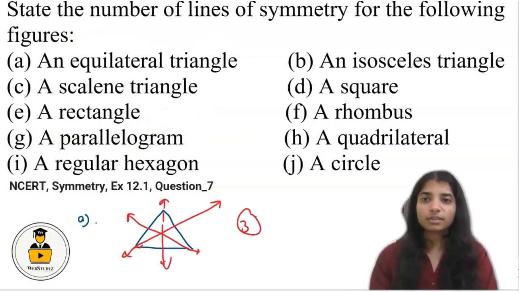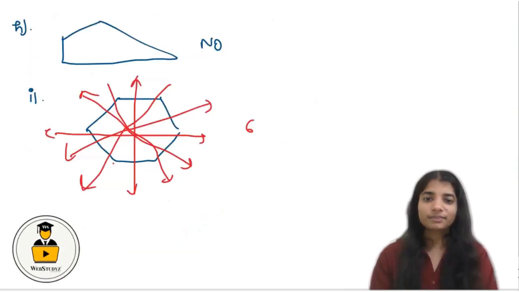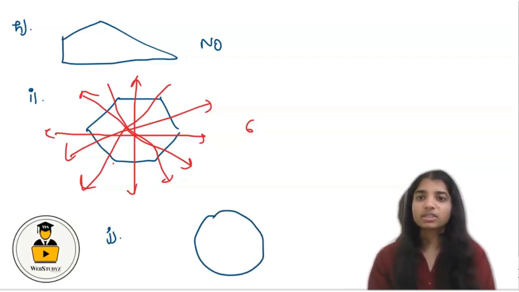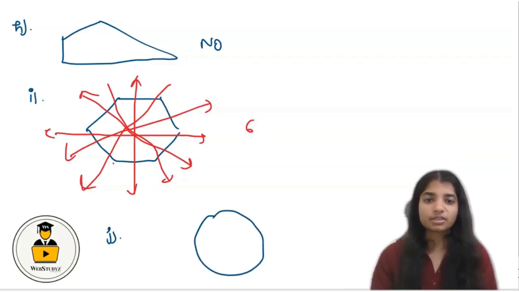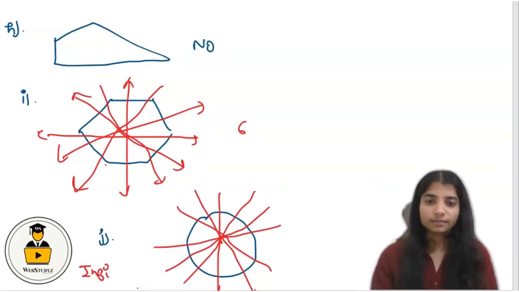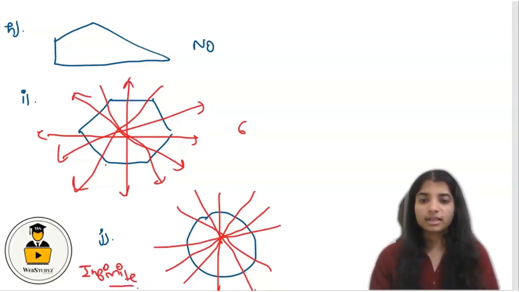Now the next is part J. Part J is a circle. We know that a circle is a round figure which is symmetrical from all the ends. So this is a circle, and any line passing through its center is a line of symmetry. Let's say this is the center. There can be infinitely many lines which pass through this center, and every line passing through its center makes an infinite number of lines of symmetry. So this is the answer to the given question.